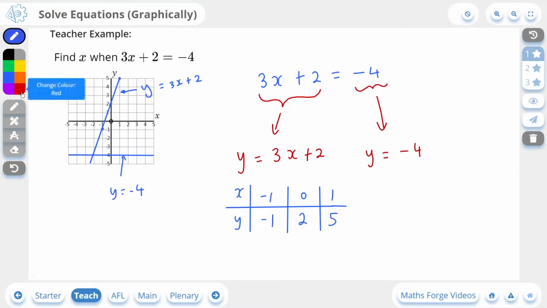Now where they intercept each other, this point here, is the solution to your equation. So they're asking us to find x when 3x plus 2 is equal to negative 4. So the x coordinate of where they intercept, which is negative 2, you can see it from here, the x coordinate of their interception is negative 2. This is the solution to this equation. And if we check our answer, there it is.